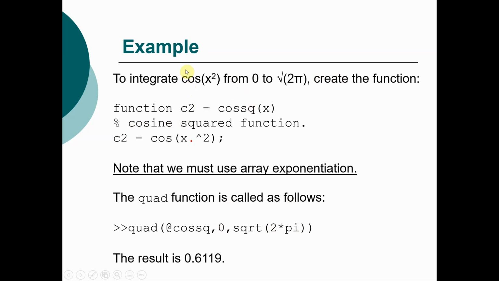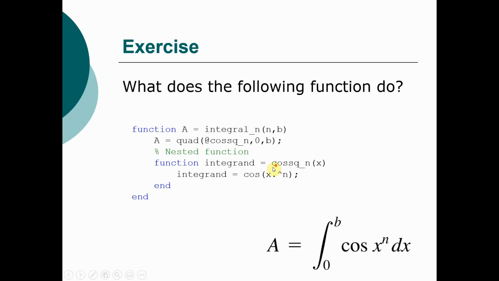We want to get the integral of cosine of x squared from 0 to root 2 pi. So first we define our function, cosine squared. And you remember that here we need to have a dot operator, not just raised to power 2, because x can be a vector. And then we just apply the quad function. Our function handle is the name of our function, and we go from 0 to square root of 2 pi.